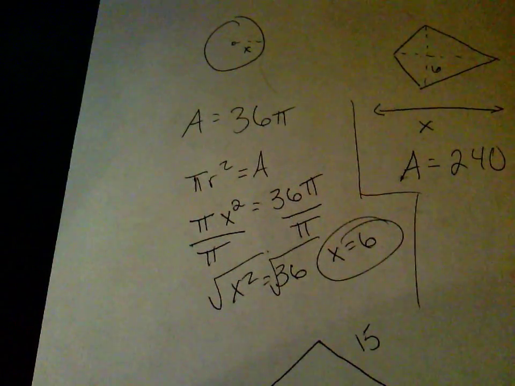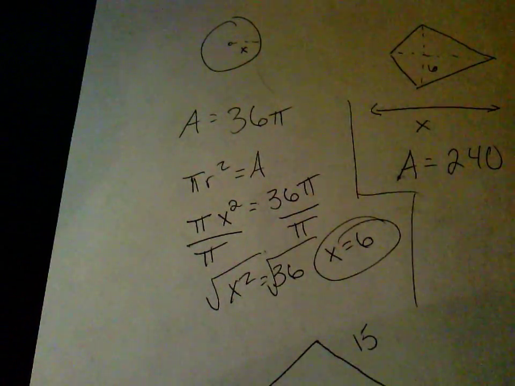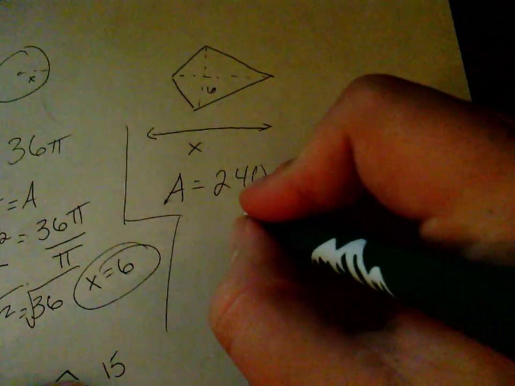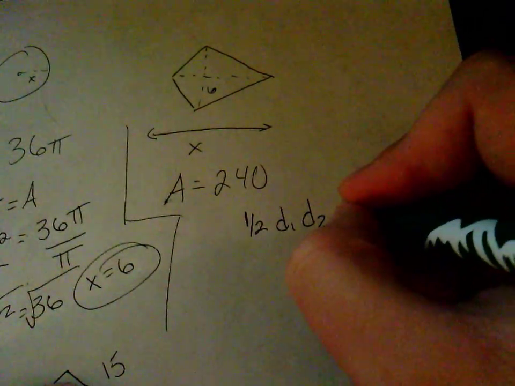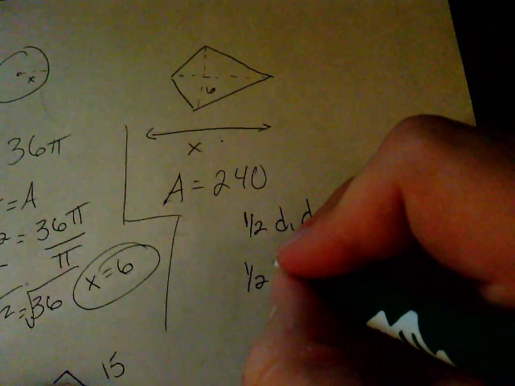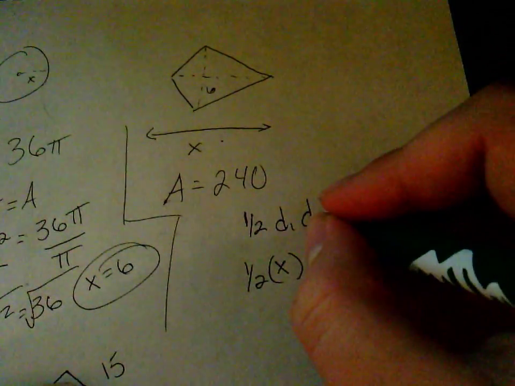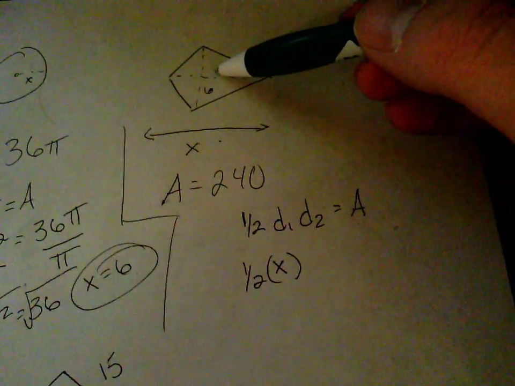Because remember, we're square rooting, which means what number times itself equals the number on the inside. This problem right here. This whole diagonal is x. So since I know this is diagonal 1 times diagonal 2 equals my area, well, if I take 1/2, let's just call this diagonal 1, so we'll say this is 1/2 times x and diagonal 2. So I gotta figure out the second diagonal going up and down.